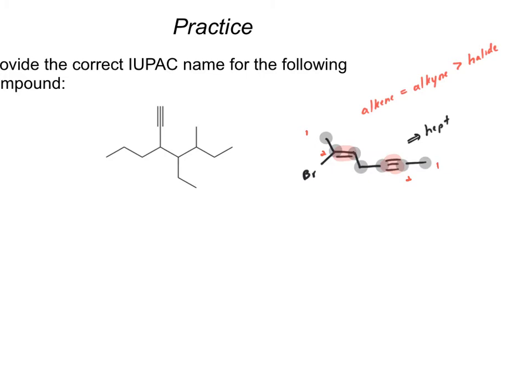If there's a tie in the numbering, we give the alkene the lowest number possible. The alkene, the double bond, will get the lowest number if there's a tie in how we number them. So if it's a tie, the alkene gets the lowest number.